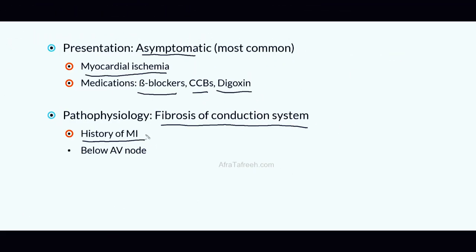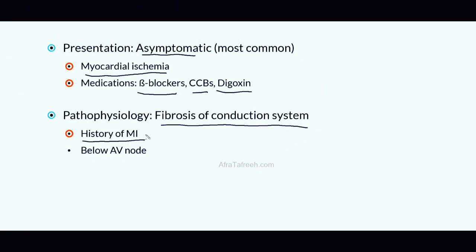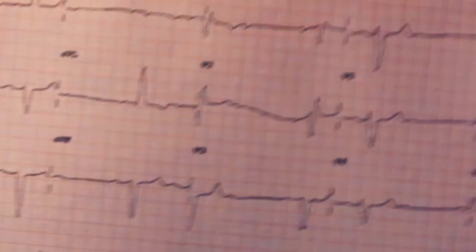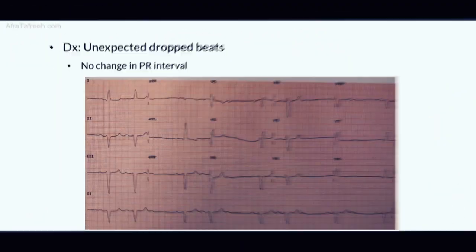This can be seen in patients who have a history of myocardial infarction, as death of the myocardium can ultimately lead over time to fibrosis and therefore inhibition of the conduction system. And classically, Mobitz type 2, unlike Mobitz type 1, is going to occur below the AV node. The result of this fibrosis below the AV node in our patients with Mobitz type 2 is that these patients will have unexpected dropped beats on their EKG.